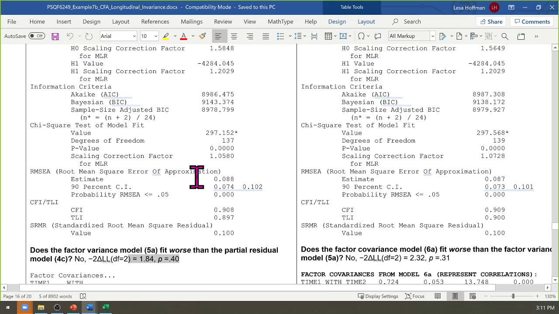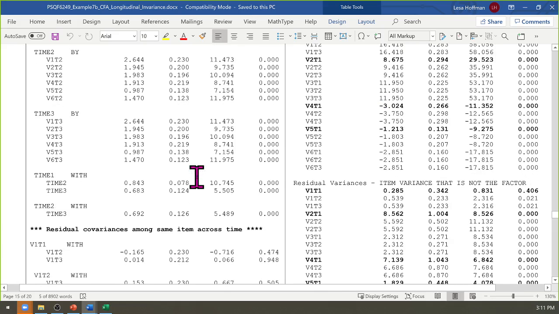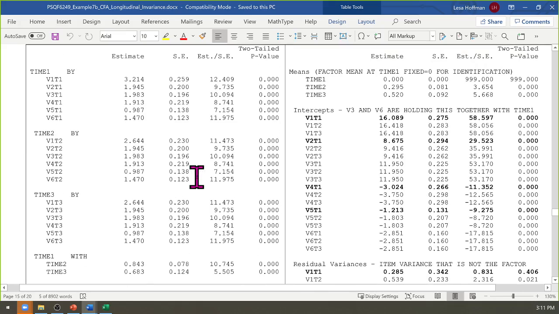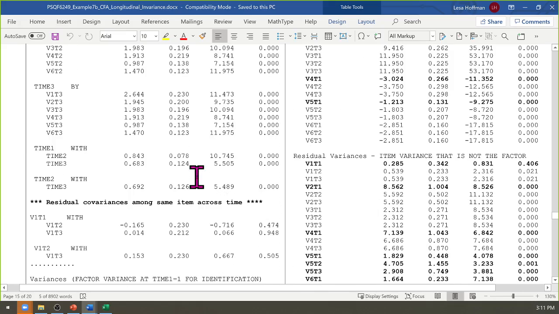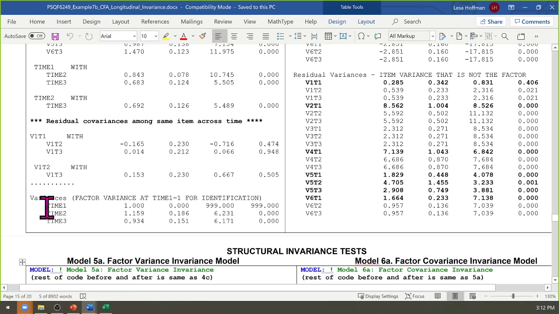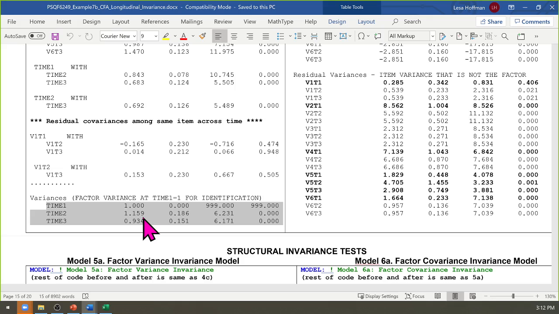So previously, let me find the numbers that go along with that constraint. There's means, where'd variances go? Oh, here they are. So factor variance at the end of the measurement invariance tournament was fixed to 1 for identification at time 1. It was estimated at 1.1 at time 2, and factor variance was 0.9 at time 3. What I just found out is that those numbers are basically the same as 1. So the extent to which people differ from each other in this trait is the same over time.